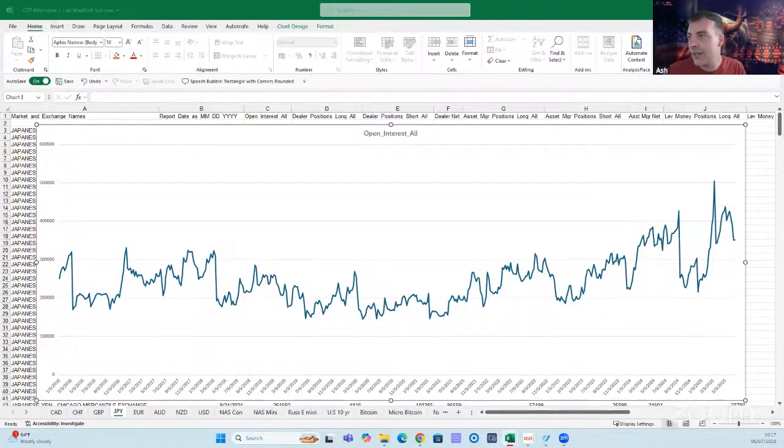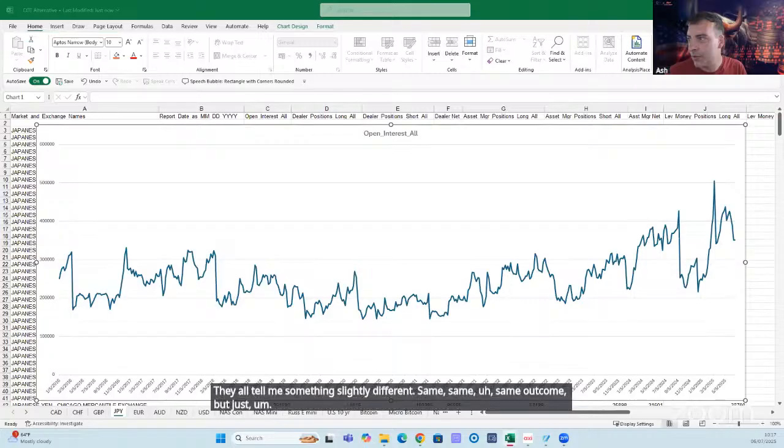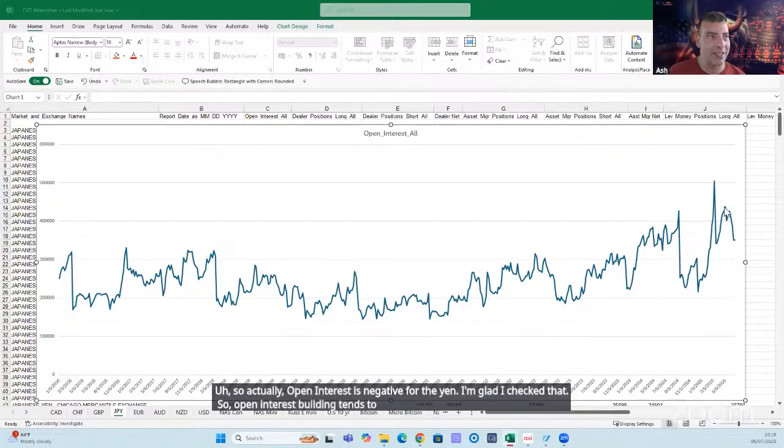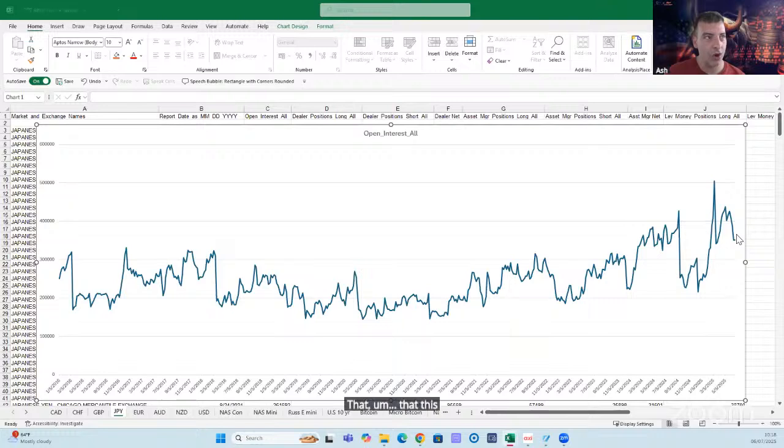I've got stacks and stacks of spreadsheets, and they all tell me something slightly different. Same outcome, but I've just got them full. So actually, open interest is negative for the yen. I'm glad I checked that. So open interest building tends to push the others. So we can see that this is starting to drop.